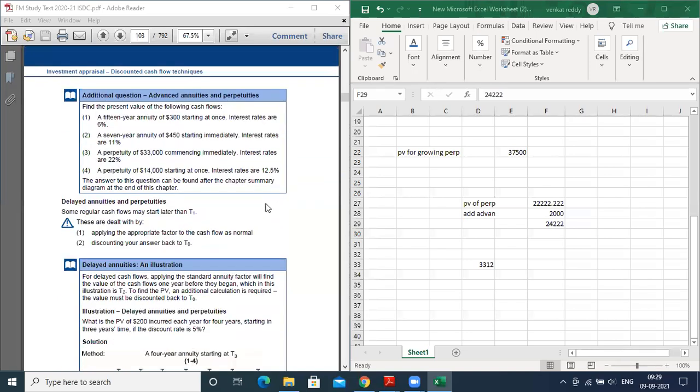Now there is one more additional question. Find the present value of the following cash flows. A 15-year annuity of 300 starting at once. The interest rate is 6%. Here they mentioned a 15-year annuity of $300 starting at once. So what will be the present value? What are they actually asking us to calculate? Is it 300?